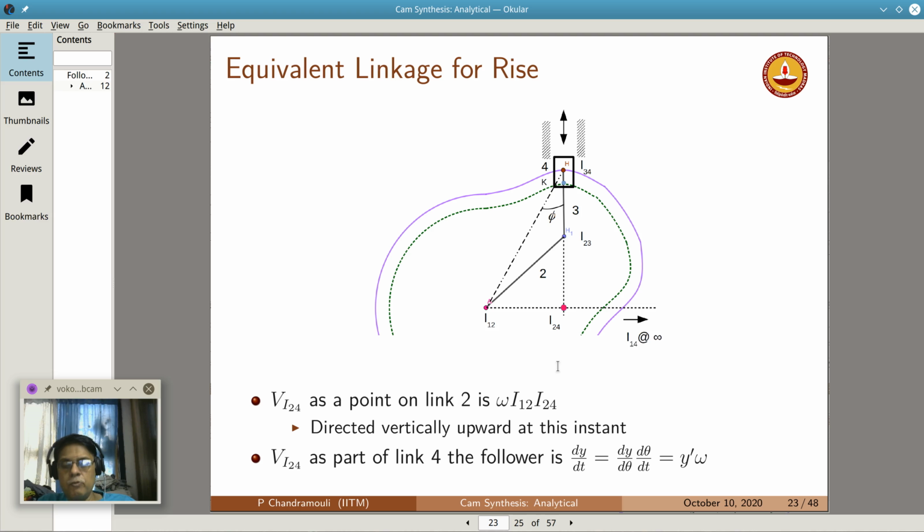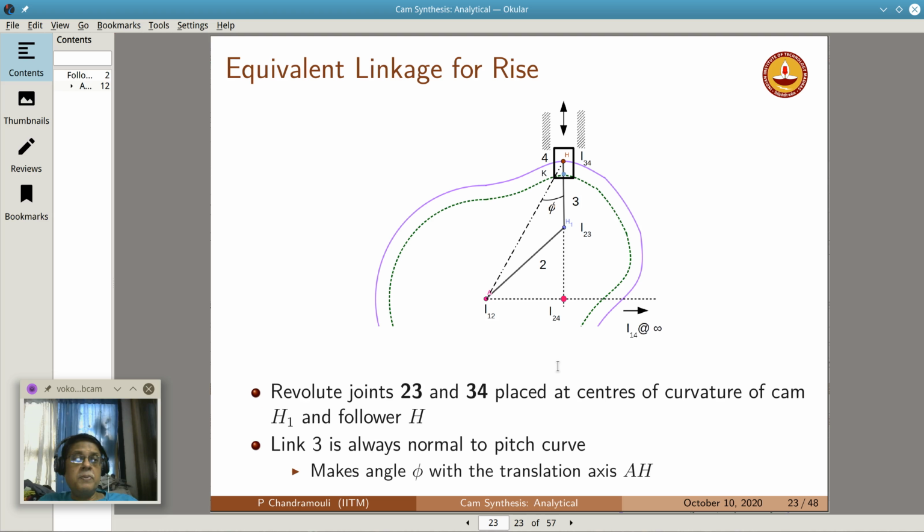2 is the cam, 4 is the follower, which means the follower velocity, which is dy by dt, is equal to dy by d theta into d theta by dt, right? So if you split that in that fashion, you simply have dy by d theta, which I'm going to call y prime, multiplied by omega.